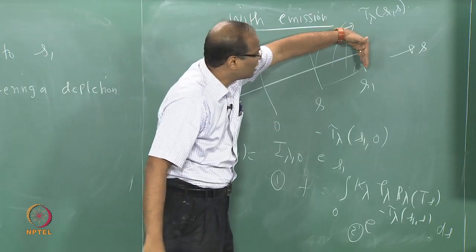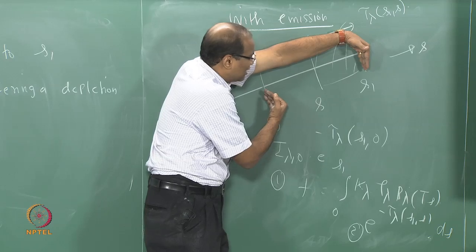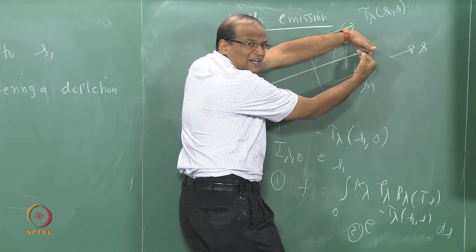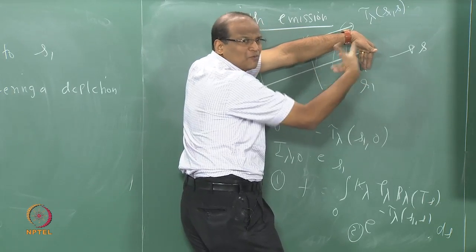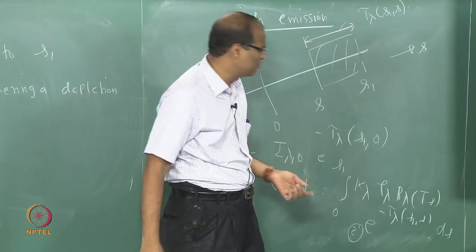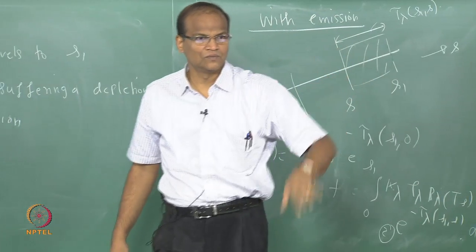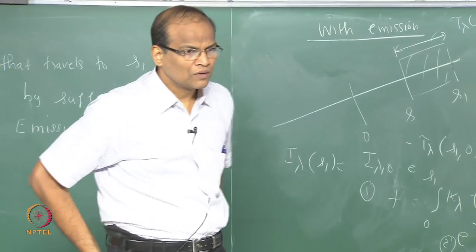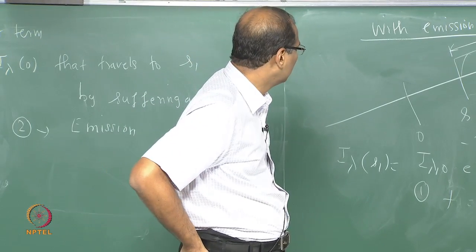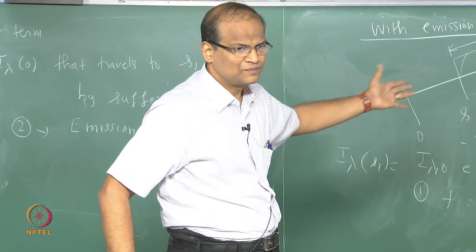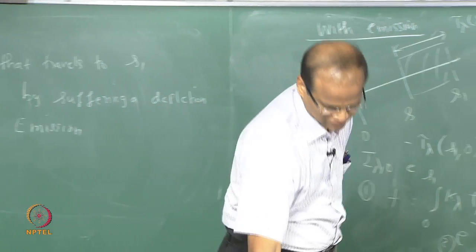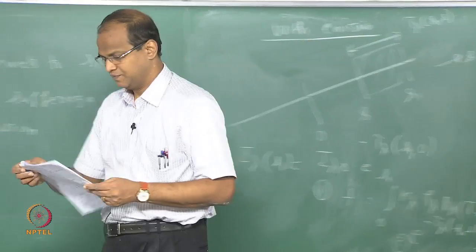What comes here is basically what has started from here and travelled all the way, and it has suffered a depletion, but what is the local emission there? That local emission I am taking as S1 to S, that is all. Shouldn't the local emission be S to S plus DS, because that slice is what is emitting? No, but I am not saying DS, I am saying S1. Is it okay?